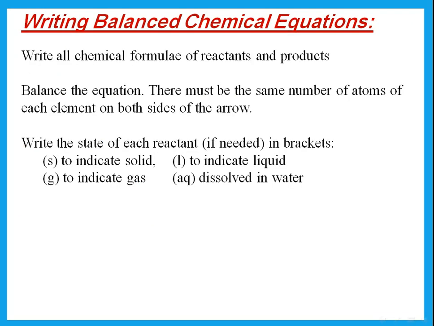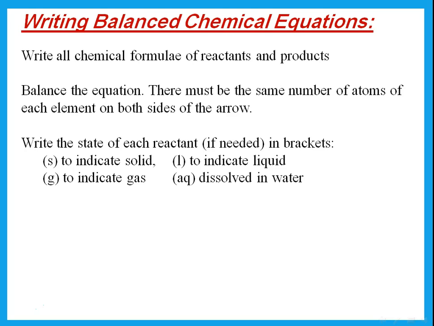Okay, how do we write balanced chemical equations? To write a balanced chemical equation, we write all the chemical formulas of the reactants and the products. Remember that the word reactants means whatever is before the arrow. Products are whatever is after the arrow. Now, we balance the equation, and that means that I look on both sides of the arrow and I make it so that I have the same number of atoms. And that is by increasing whatever is less, and I'll show you how.